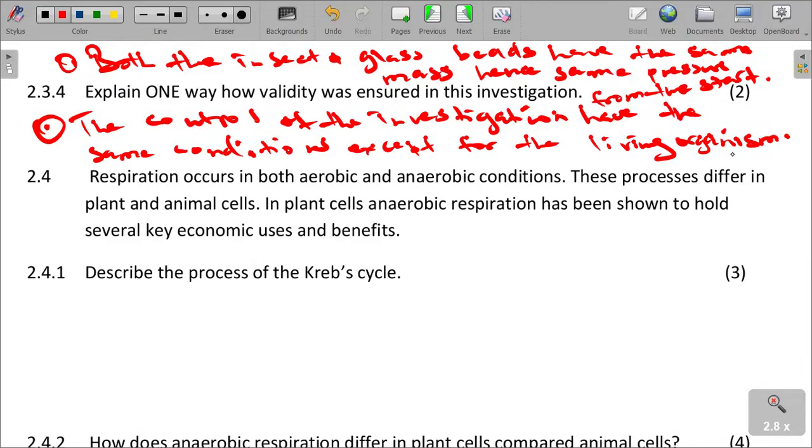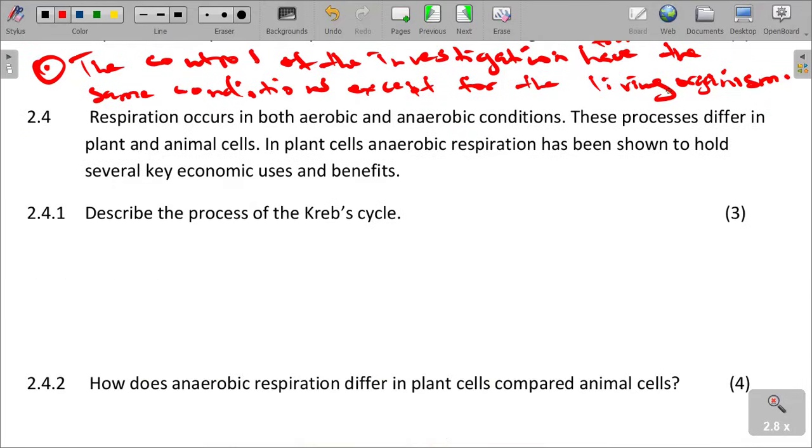So the living organism is obviously, we remember that during an investigation, we must not cause the organisms to die. So it must have the capacity to continue to survive. Respiration occurs in both aerobic and anaerobic conditions. These processes differ in plant and animal cells. In plant cells, aerobic respiration has been shown to hold several key economic uses and benefits.